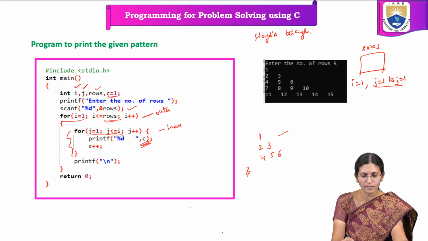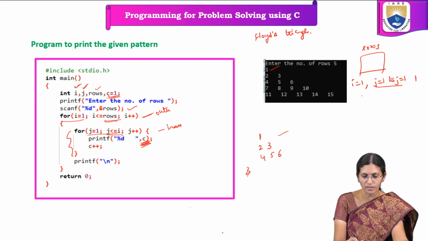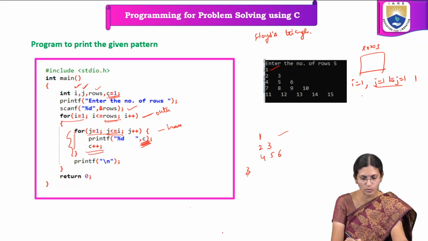We have initialized the value of c, so first the value of c will be printed, which is 1. So 1 will be printed here. This is the output we get when this for loop is executed. After this, the c value is incremented by 1. Now the c value is equal to 2.